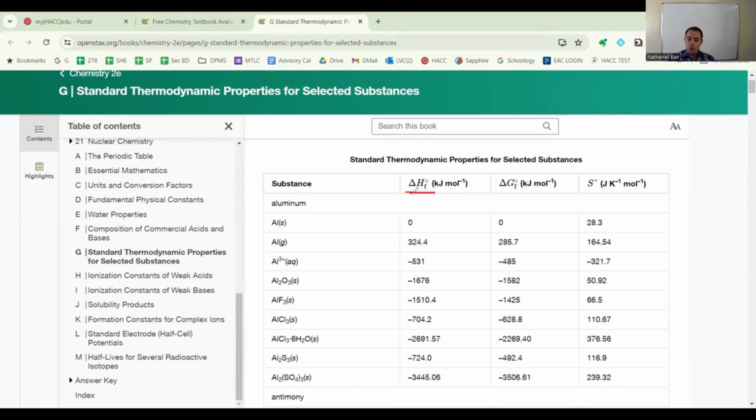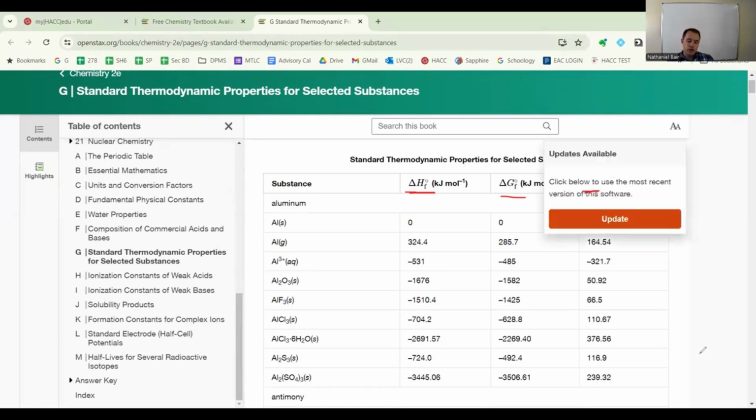So if you need enthalpy values, that's where you're gonna go to. The middle column we're gonna get to in a moment. Those are Gibbs free energy values. What you need right now is over here, the entropy column.